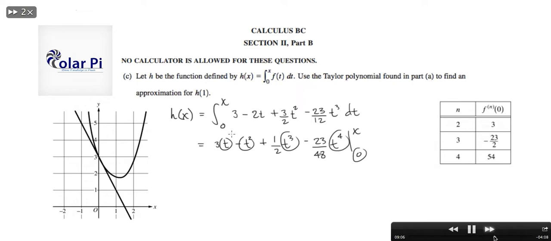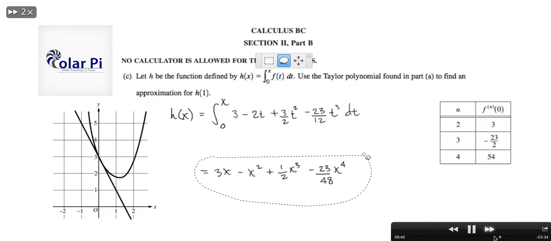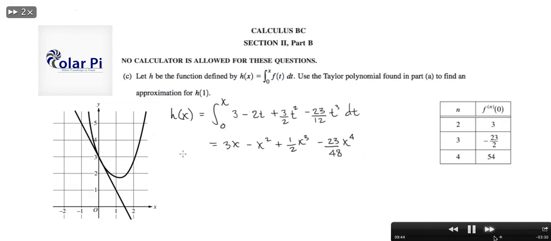Okay, there we go. Now, when we plug in 0, all the terms have t, so they're all 0. So if we plug in x, those are the only survivors. So we have that, right? Okay. And so we're going to use this guy to approximate h of 1. So h of 1 is just going to be plug in 1 there, plug in 1 there, plug in 1 there, plug in 1 there. I do not love arithmetic, so I'll let you do that.